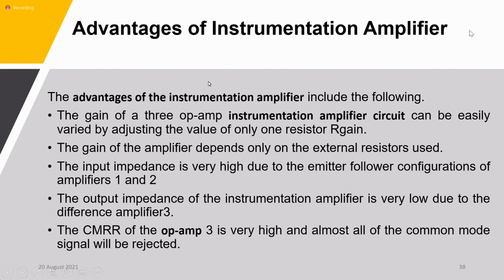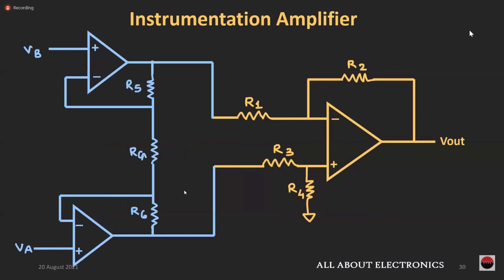And here we have the advantages of the instrumentation amplifier. The advantages of the instrumentation amplifier include the following. The gain of a 3 op-amp instrumentation amplifier circuit can be easily varied by adjusting the value of only one resistor, R gain. What is R gain? The middle resistor RG. RG is known as R gain.